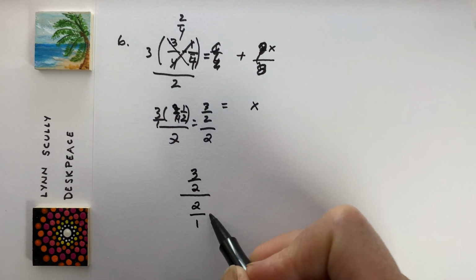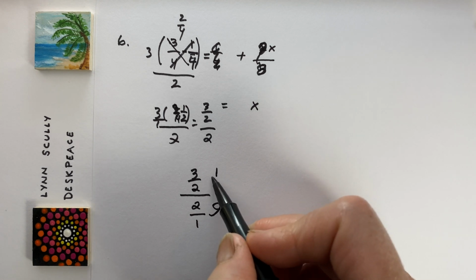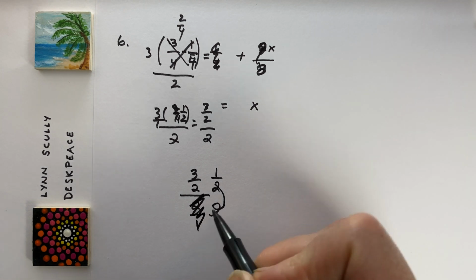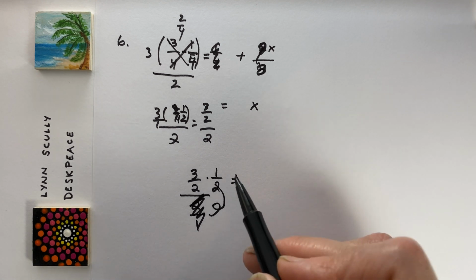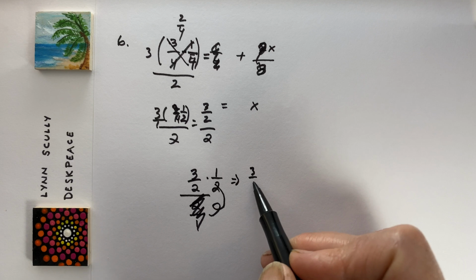I put this over 1, flip the bottom over, put it at the top. That undoes the division. And then with multiplication of fractions, you multiply the tops. 3 times 1 is 3. 2 times 2 is 4.